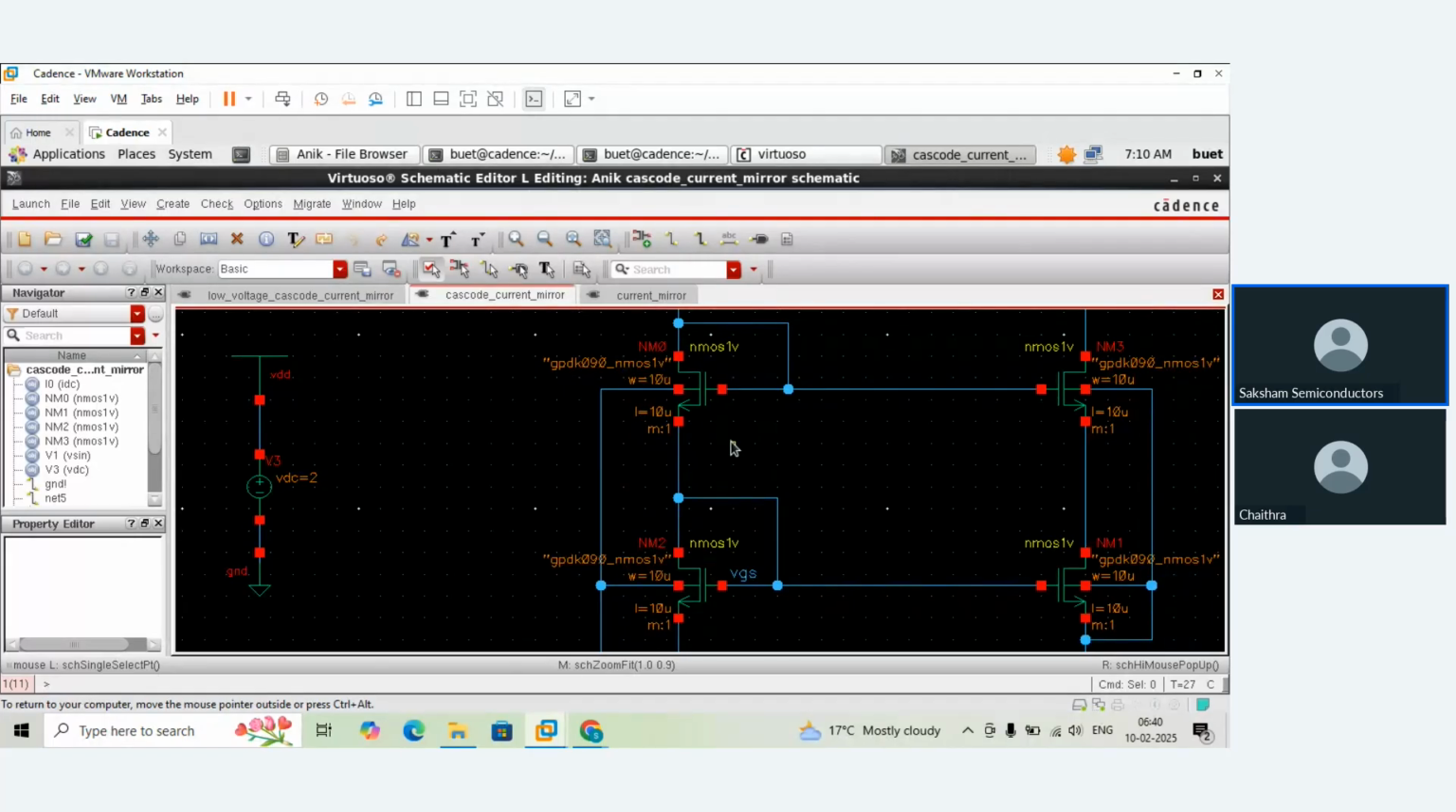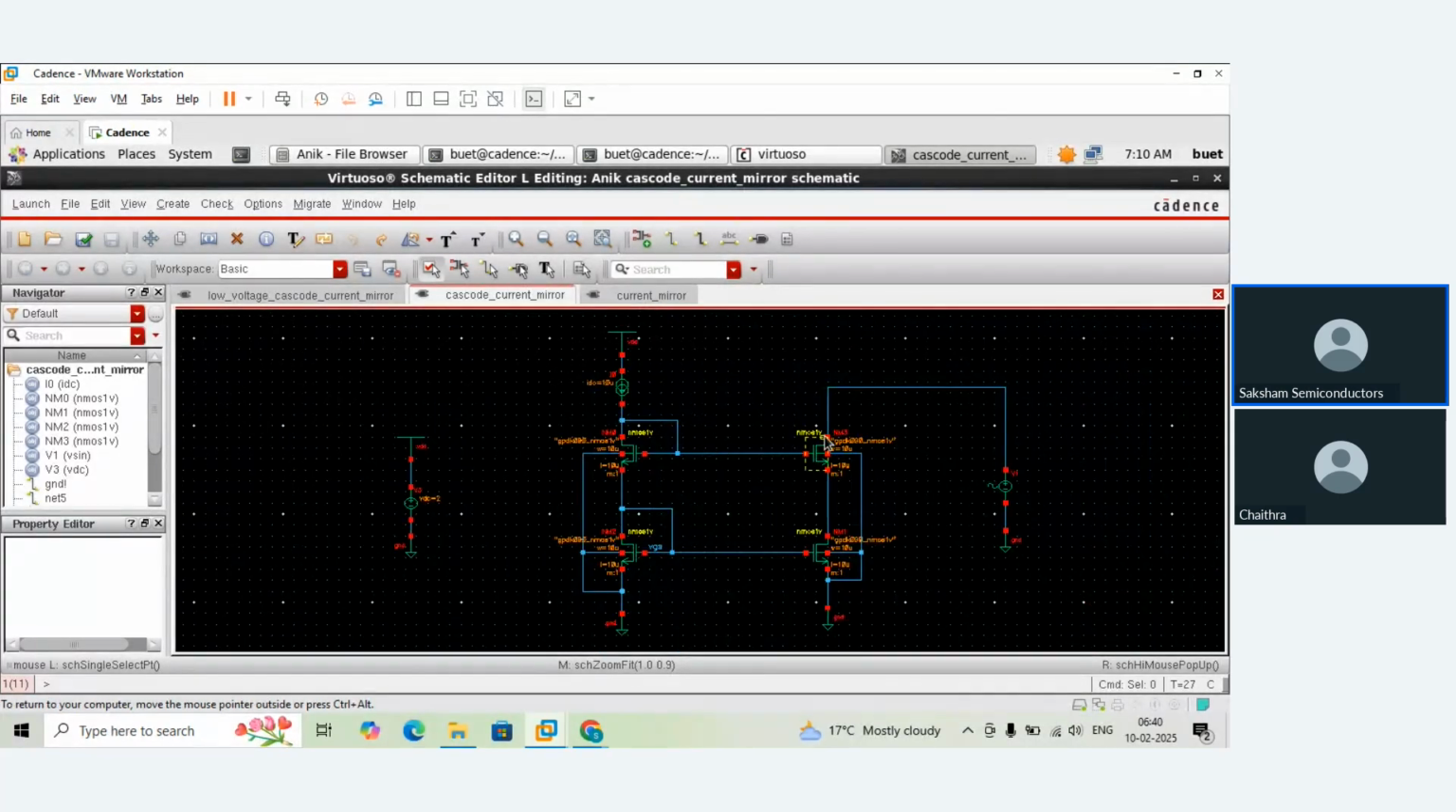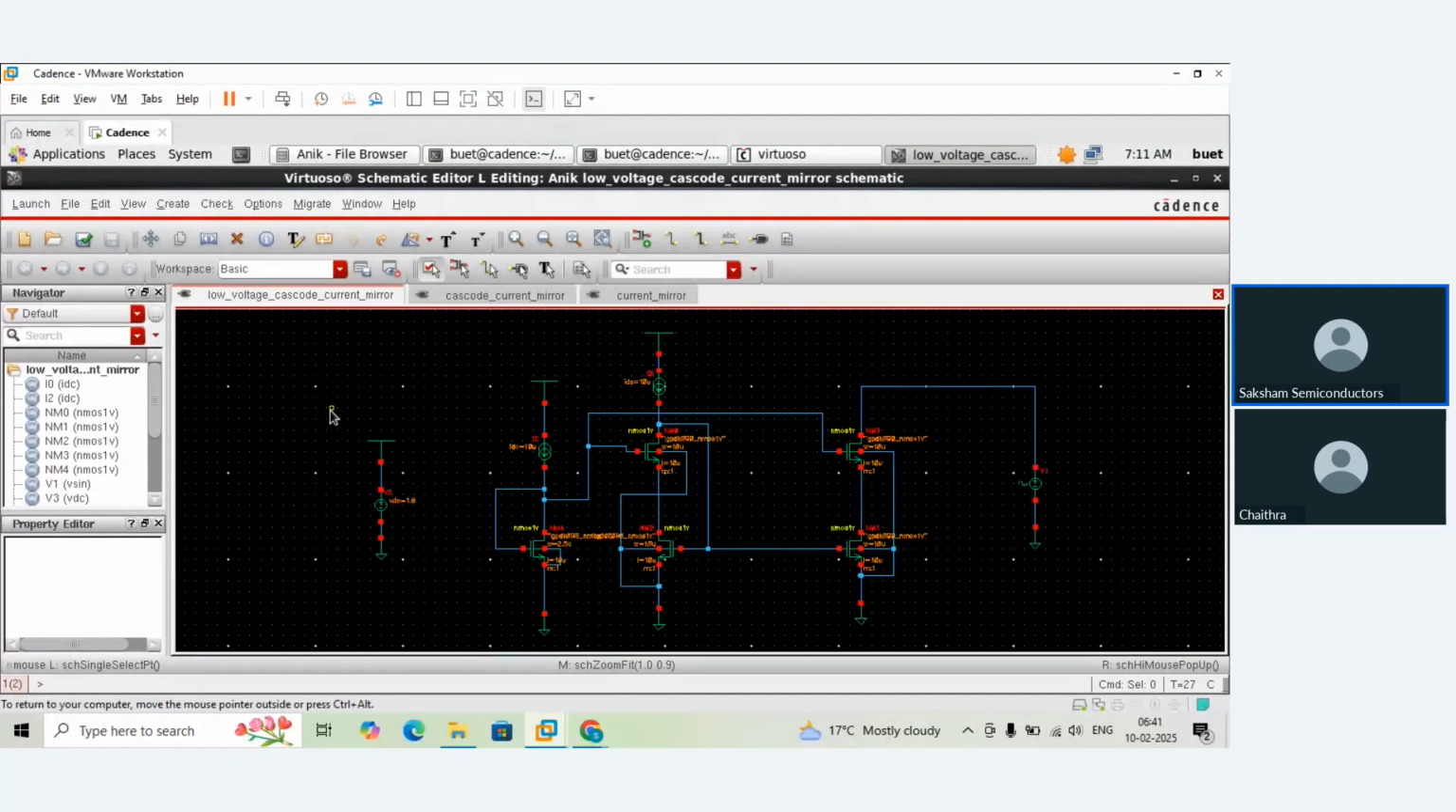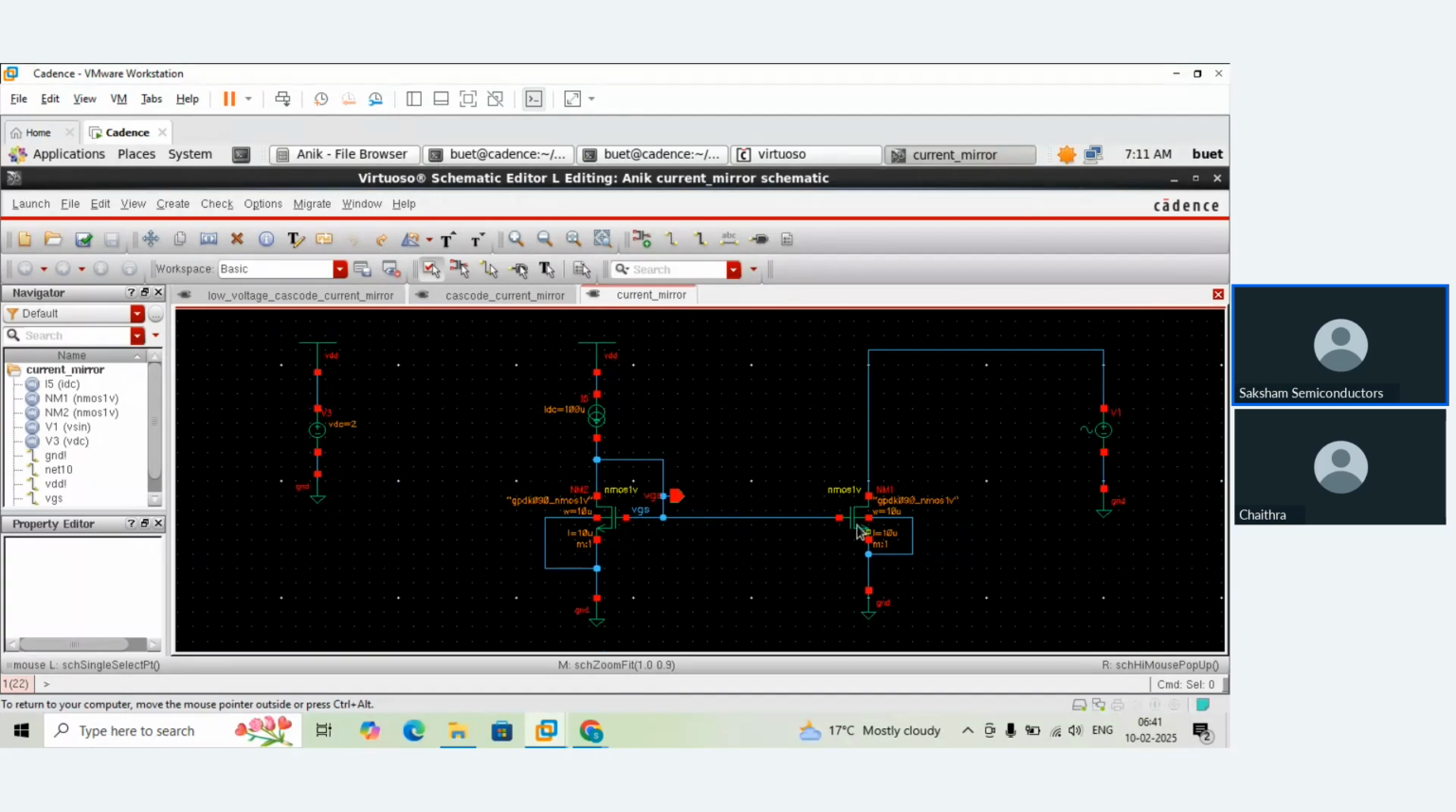This increased the area to a small extent, but had the advantage of added output resistance. Now in this session, we will get into the concept of what is known as the low voltage cascode current mirror. What exactly do we mean by that? The current mirror works as a current mirror when the main MOSFET, in the simple current mirror, is pushed into the saturation region.